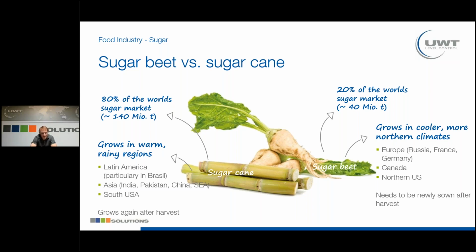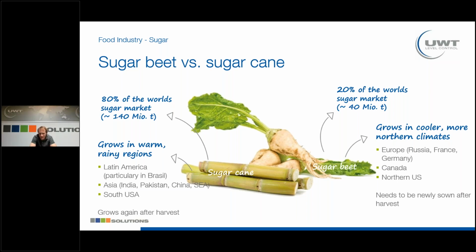On the other hand, sugar is also produced out of sugar beet. This is around 20% of the world sugar market. So 40 million tons of sugar are produced out of sugar beets, and they grow in cooler and more northern climates like in Europe, Canada, or northern US. And the sugar beet needs to be newly sown after harvest. So these are the basic differences between those two raw materials.